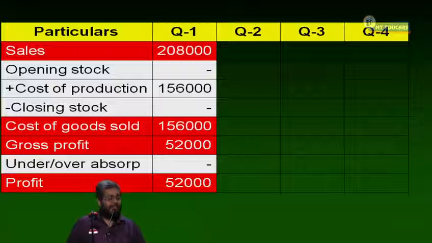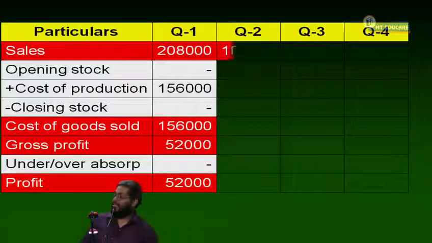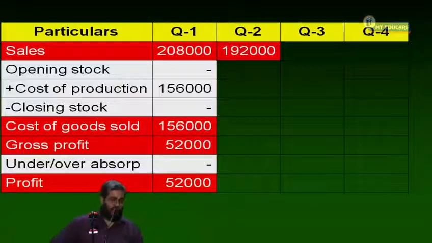How many units here? I am selling 24,000 units. Yes or no? 24,000 units, every unit at 8 rupees. The sales is 1,92,000. Any opening stock?